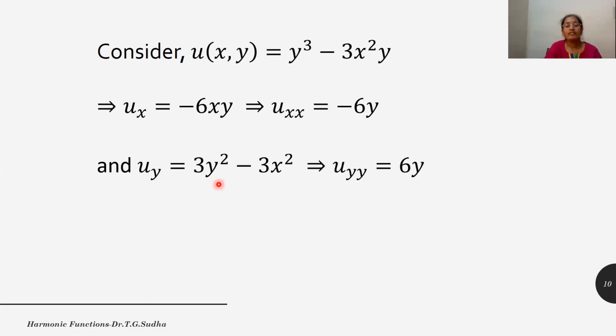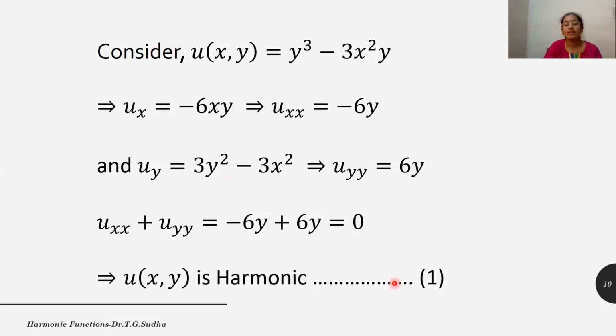Now u_y, that is ∂u/∂y, is 3y² − 3x². Differentiating once again, we get ∂²u/∂y², that is u_yy, which is 6y. So u_xx + u_yy gives us −6y + 6y, and the resultant is 0. Therefore, u is harmonic. Let us call this expression 1.